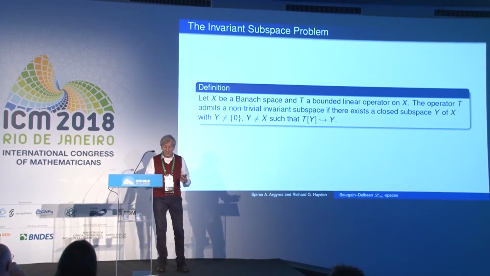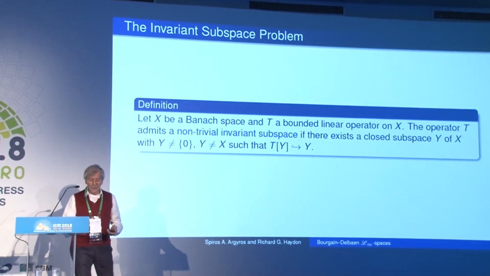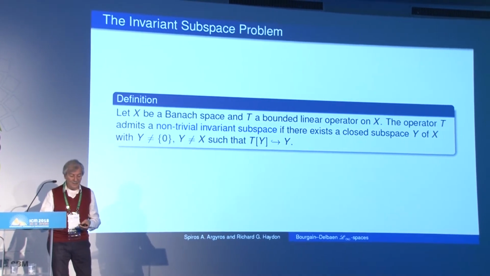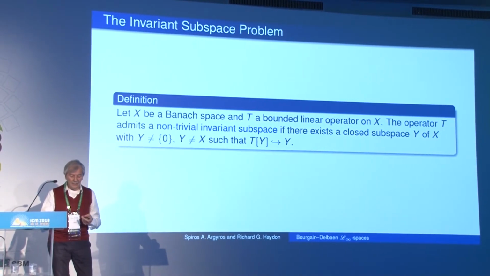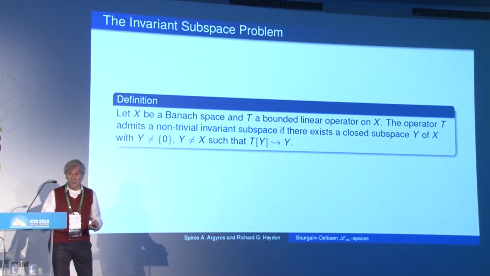I'm going to discuss the invariant subspace problem. First of all, let's see when an operator has a non-trivial invariant subspace. That means that there is a closed subspace Y which is non-trivial, meaning that this subspace is not zero and it's not the whole space, such that the image of this subspace is included in the subspace Y.